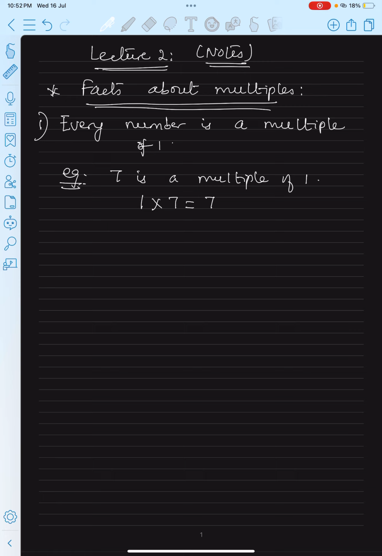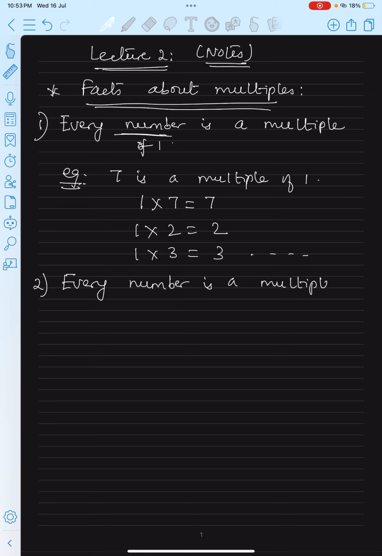So every number, why will we take every number? Because every number means 1 2s are 2, 1 3s are 3, and so on. So every number is a multiple of 1. Second basic point is every number is a multiple of itself. This is also very simple.